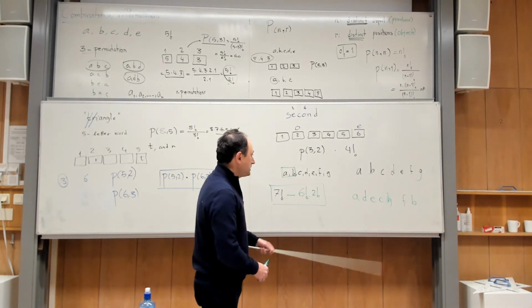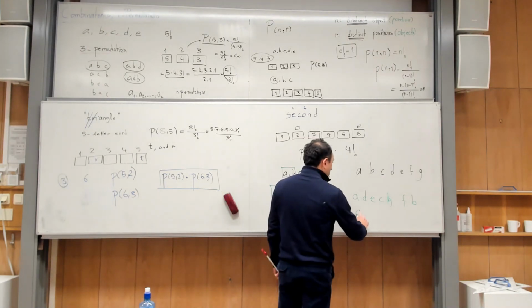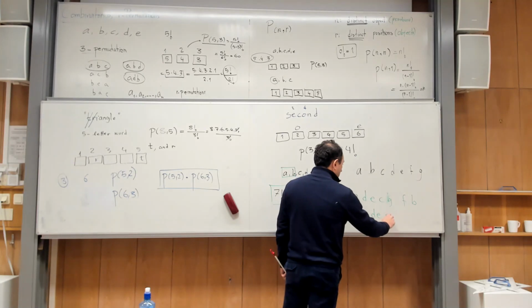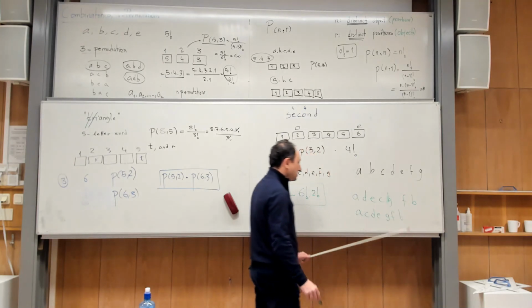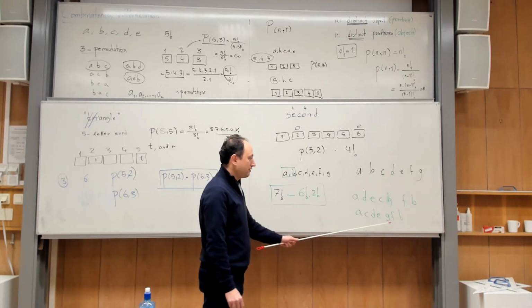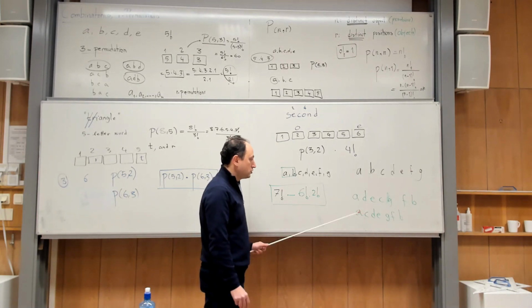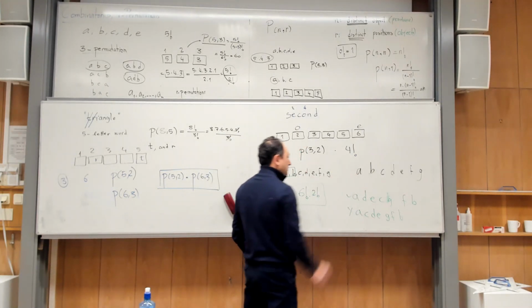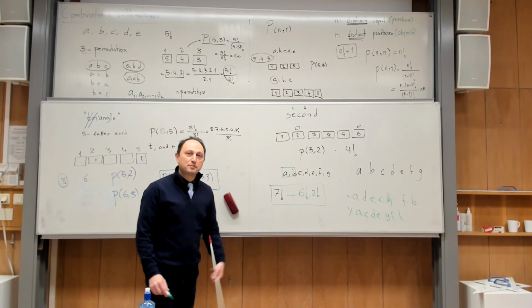But if this one, A, and then I have C here, D here, E here, G here, F here, B here, this is not acceptable because even though between A and B, C and D, we have quite distance, there is no distance between A and C. This is not acceptable, this is acceptable. I want to count all acceptable ones.